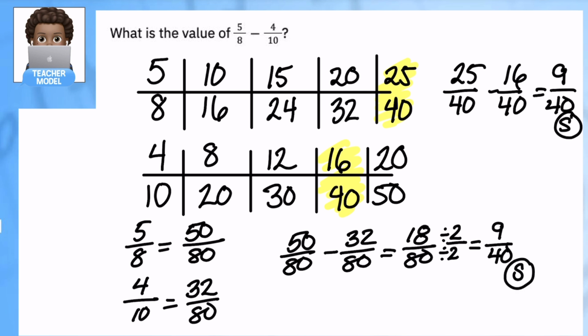So these are two methods that you can use to subtract fractions with different denominators. You can use a table, or you can create like fractions using equivalent fractions and then subtract. Either way, you just want to check in and make sure they are both in simplest form. Hit pause and jot this down.